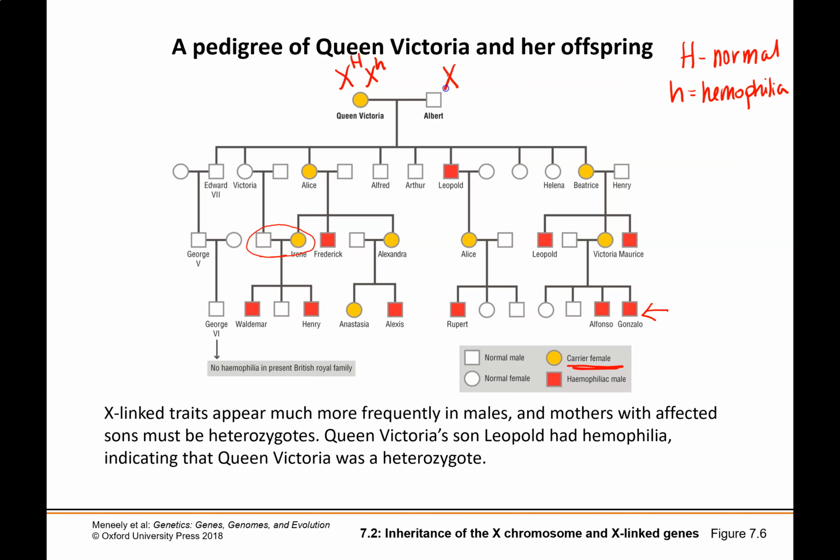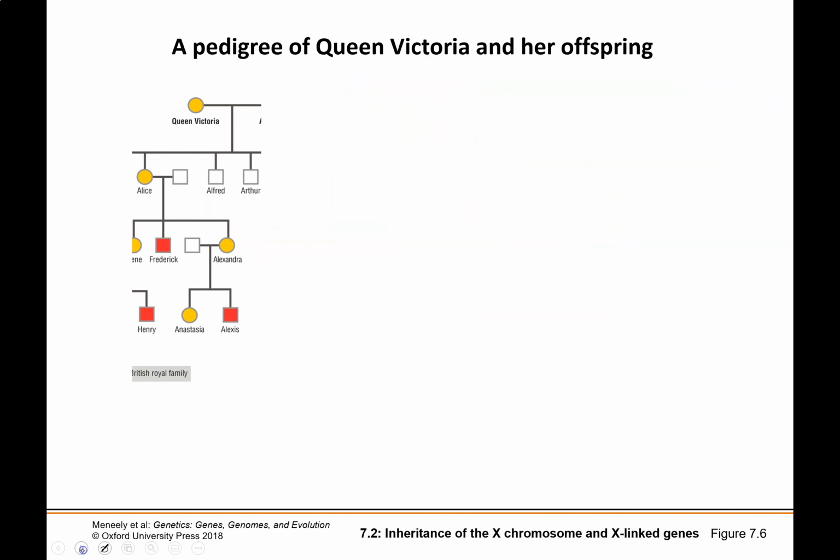Her husband didn't have it. And because he only has one X chromosome, we know that it is a dominant allele. So all of these females are going to be heterozygous, and all of these males that are affected are going to be hemizygous for the trait. Now we could go through and fill out a lot of them. We are only going to focus on one small portion here.